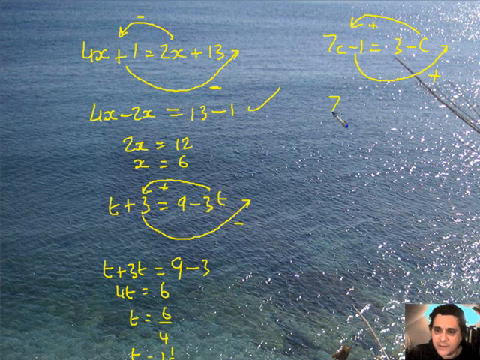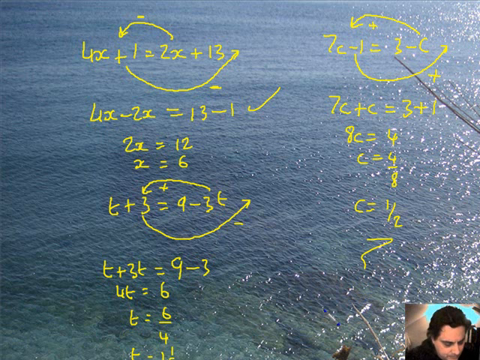So what have I got on the left side? I've got 7c plus the c from next door equals 3. That has not moved all day. And the minus 1 goes next door, gets added onto the 3. What have we got? 8c equals 4. c equals 4 divided by 8. Hope you can see that 4 over 8 is a half. And that's that one done.